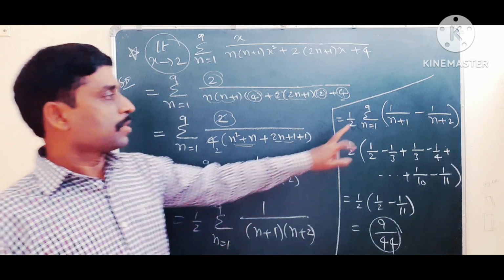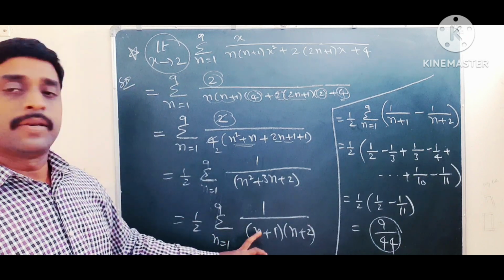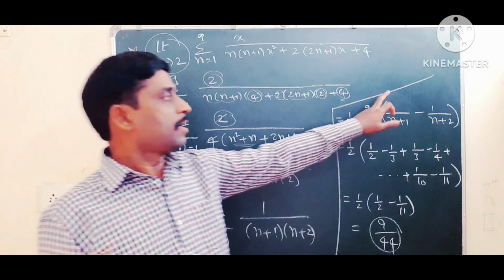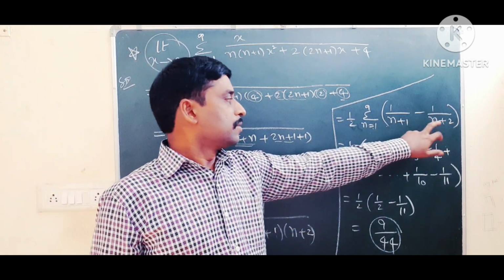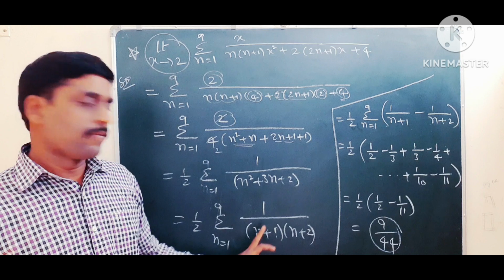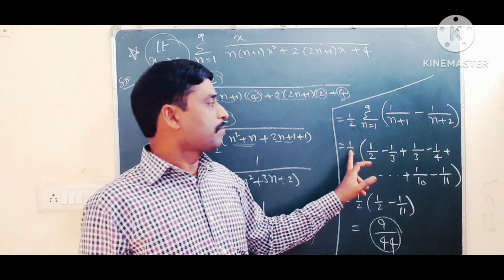So 1 by 2 times summation n equals 1 to 9, 1 by (n+1) into (n+2). I have written 1 by (n+1) minus 1 by (n+2). After taking LCM, what we get? The same, (n+1) by (n+1) into (n+2). So 1 by 2 times of.